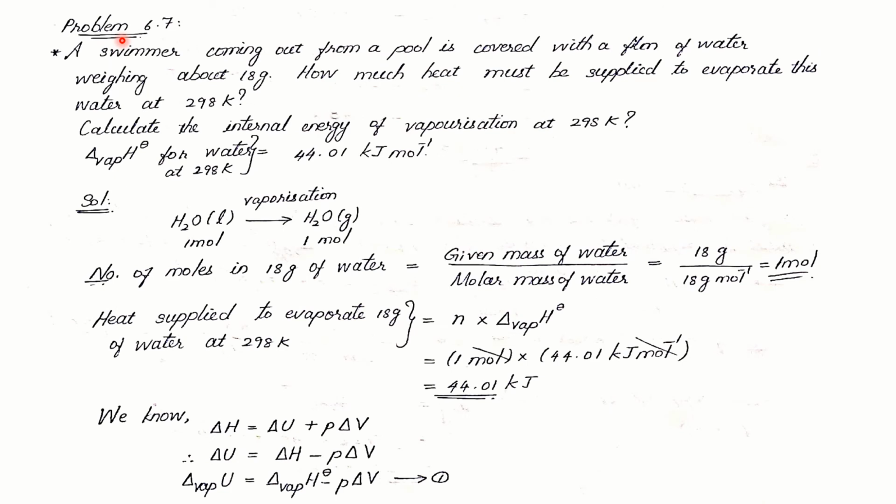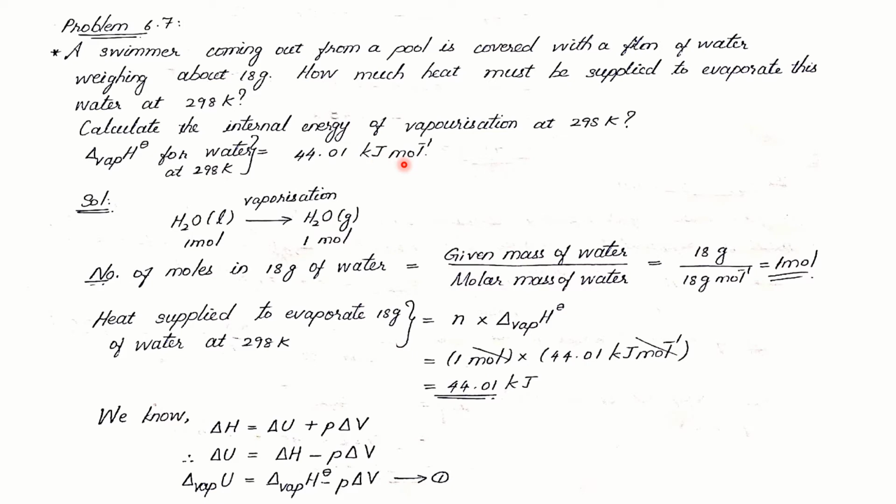Now, let us do problem number 6.7, which is already solved in your NCERT textbook. A swimmer coming out from a pool is covered with a film of water weighing 18 grams. How much heat must be supplied to evaporate this water at 298 Kelvin? Calculate the internal energy of vaporization at 298 Kelvin. The standard enthalpy of vaporization for water at 298 Kelvin is 44.01 kilojoules per mole.